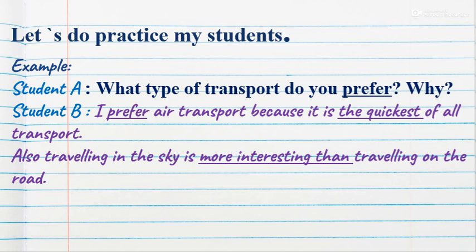I prefer A transport because it's the quickest of all transport. Quickest is an adjective plus EST. It's what? It's a superlative degree, okay? Next sentence: also, traveling in the sky is more interesting than traveling on the road. More interesting than is a comparative degree because we compare traveling in the sky and traveling on the road. Pay attention to these two adjectives, the ending and the beginning.